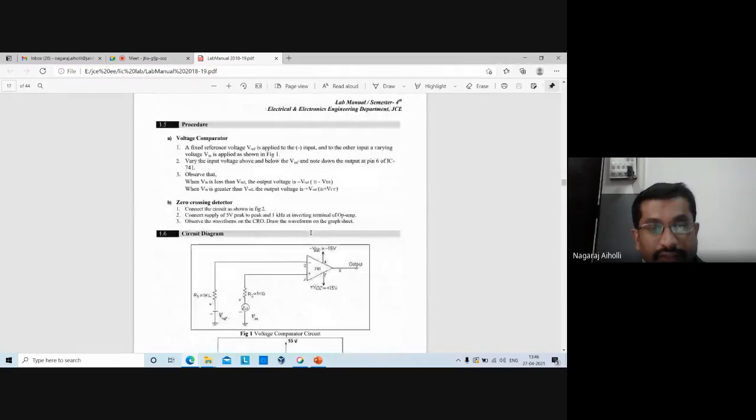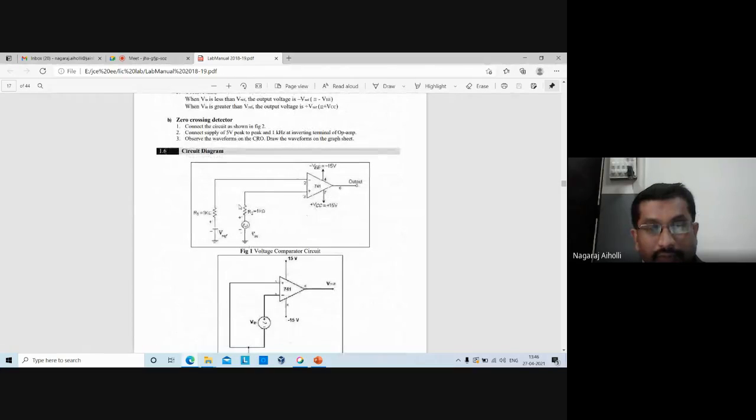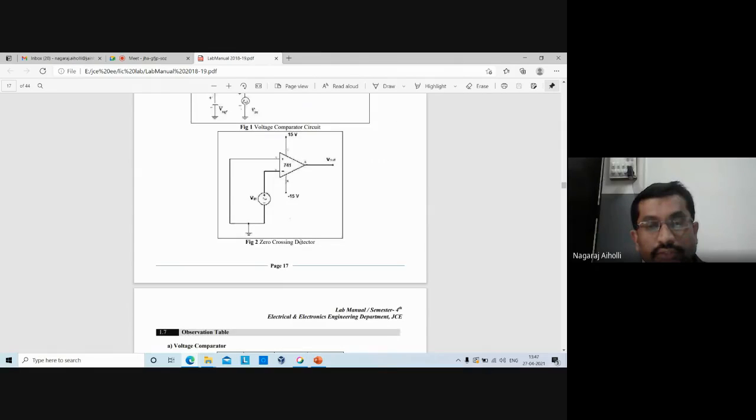As we can see here, this is the comparator circuit, the voltage comparator. Here we are applying DC voltage to the negative terminal, whereas to the positive terminal we are applying the sine waveform. So it will compare the sine waveform with this reference voltage, the DC voltage. If Vin is more than V reference, the output switches from plus Vsat to minus Vsat, or from minus Vsat to plus Vsat. If the Vin is less than the V reference, then the output will switch from minus Vsat to plus Vsat, right?